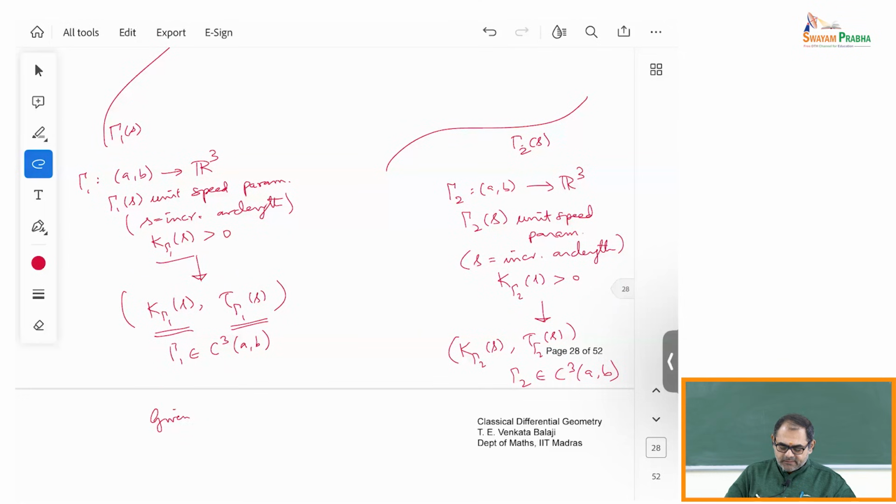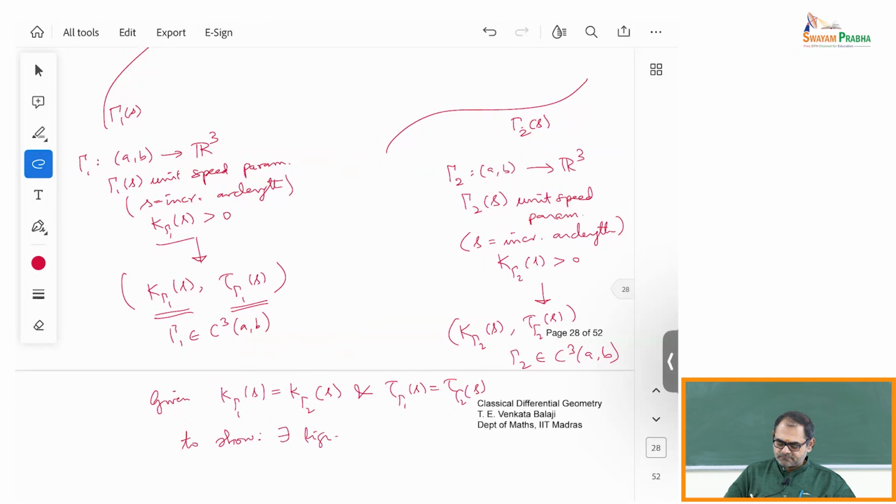Okay, so given k gamma 1 of s is equal to k gamma 2 of s and tau gamma 1 of s is equal to tau gamma 2 of s. Okay, to show, what do you have to show? You have to show there exists a rigid motion m from R3 to R3 such that m takes gamma 1 to gamma 2. So m circle gamma 1 is gamma 2.